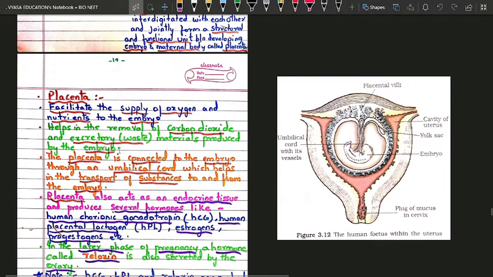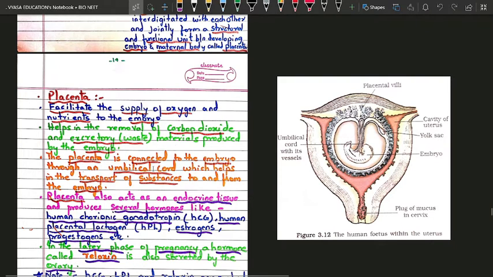The functions of the placenta. So what does the placenta do? The placenta facilitates the supply of oxygen and nutrients to the embryo. Okay, see, it does two works. One is to and the other one is from. Okay, to and from, you have to just remember these two things. It supplies the oxygen and nutrients to the embryo, and helps in removal of carbon dioxide and excretory waste material produced by the embryo, or from the embryo.